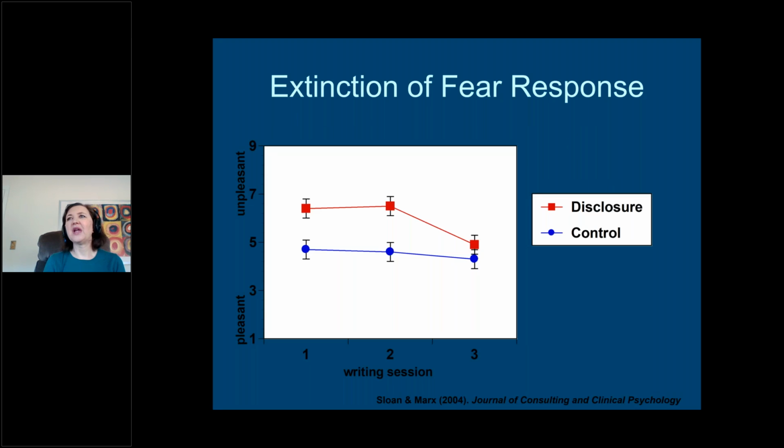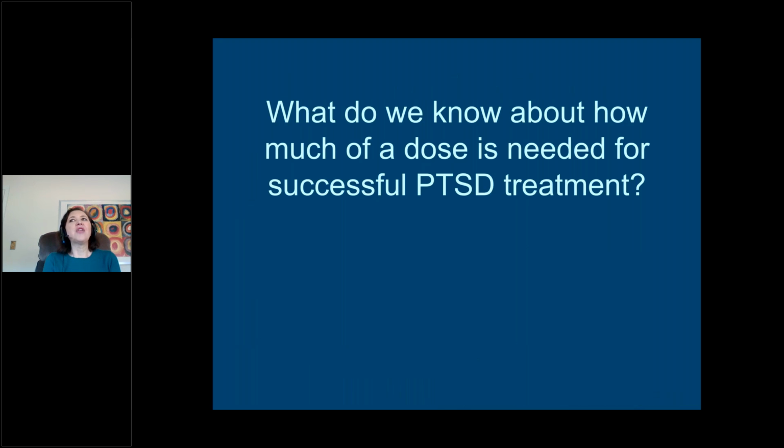And we found a similar pattern with salivary cortisol as well. They had initial activation, but it quickly extinguished, and they looked no different than the control participants by the third session. So that was very surprising to us and not at all what we expected to find. And we didn't really quite know what to make of it.